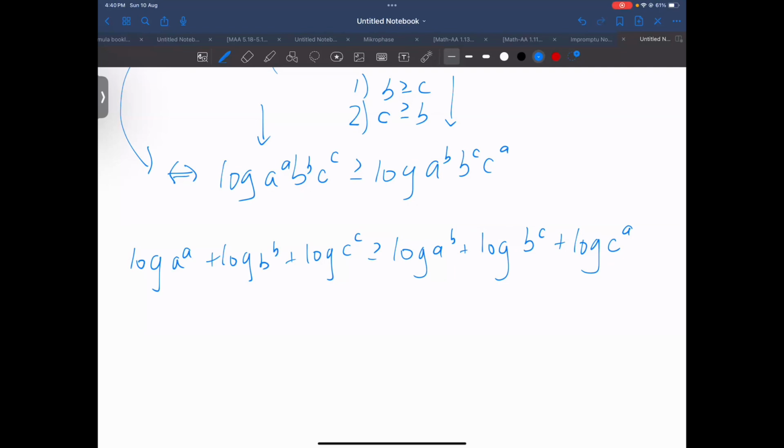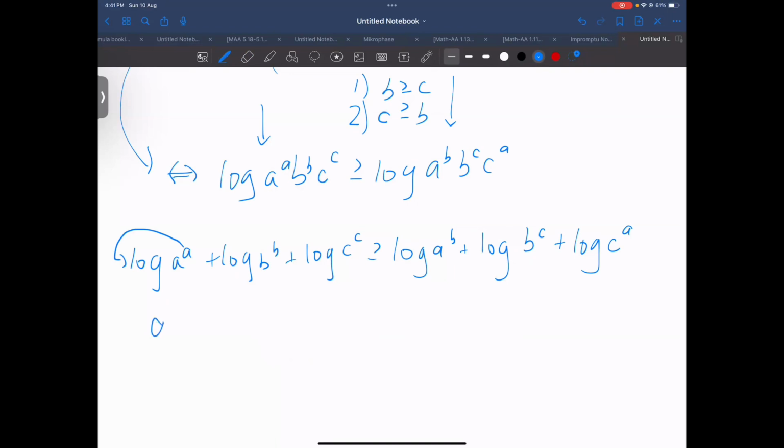Well, we can use another one of our log laws. Maybe we have seen this before, but say we have log base b of a to the power of m. That's the same as, if you were to move the m down to the side, m times log base b of a. So what we can do is bring down all of these powers to the side.